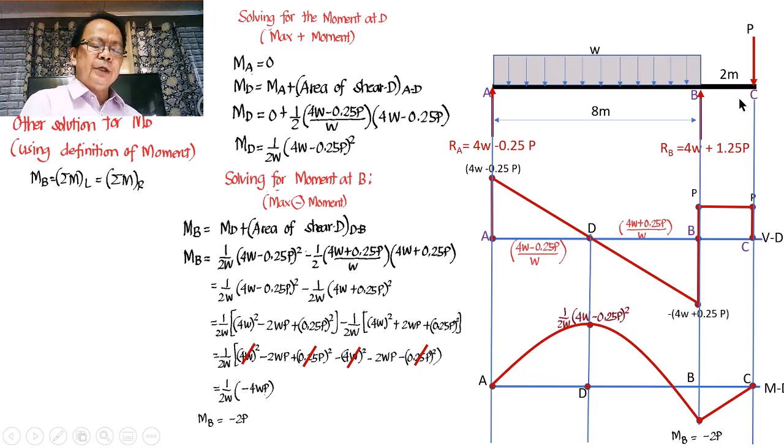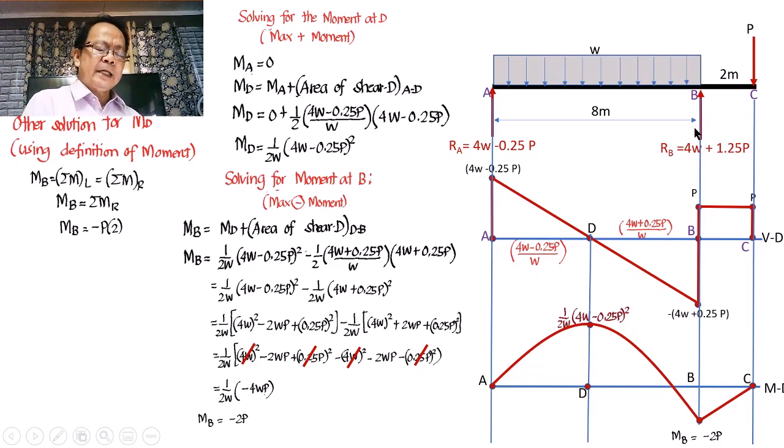If we consider the right part of the exploratory section, you will have a very simple moment. The moment will only be equal to the moment due to P multiplied by the moment arm of 2. Kaya yung ating moment will be P multiplied by 2, and negative kasi ang definition natin ng moment will be positive kapag ang beam will be concave upward at negative naman kapag yung beam will be concave downward.